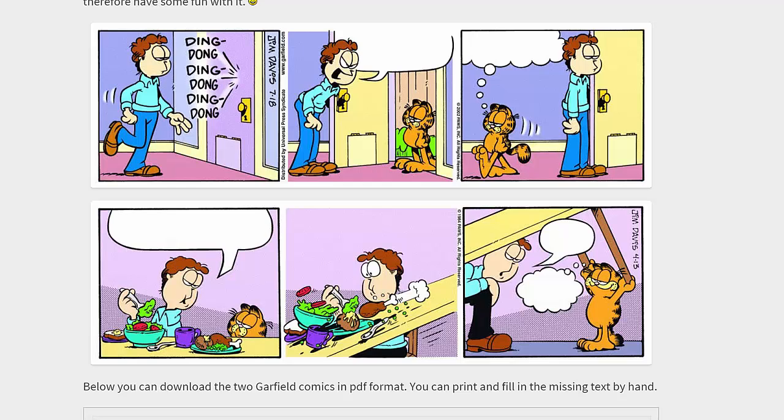So no doodling per se today, no specific doodles, but have fun with the captions. And as always, I look forward to seeing you on the next lesson.